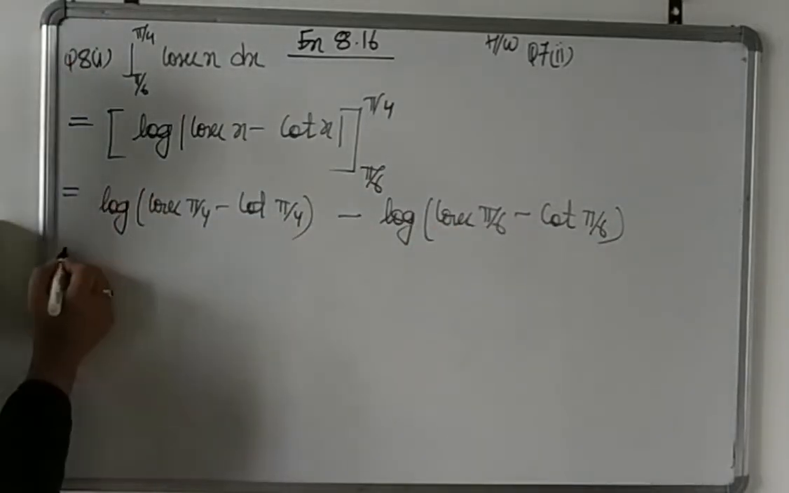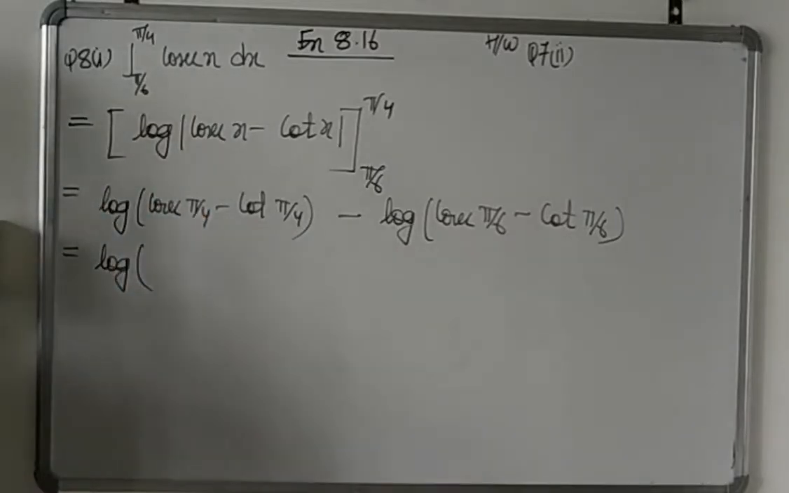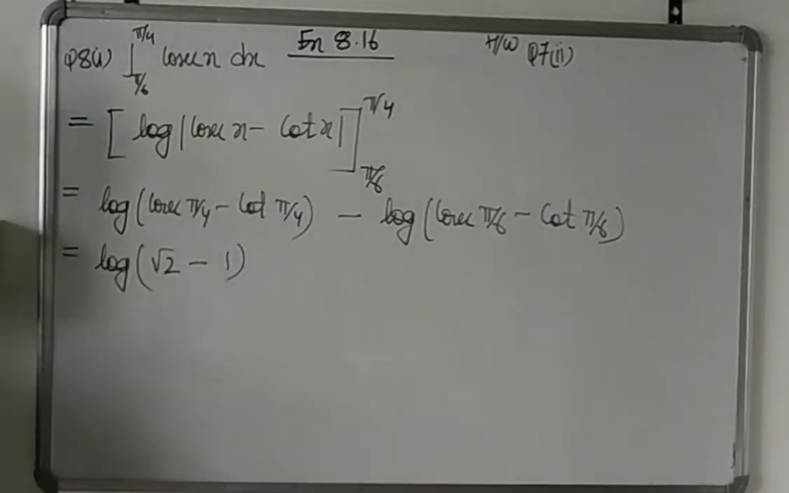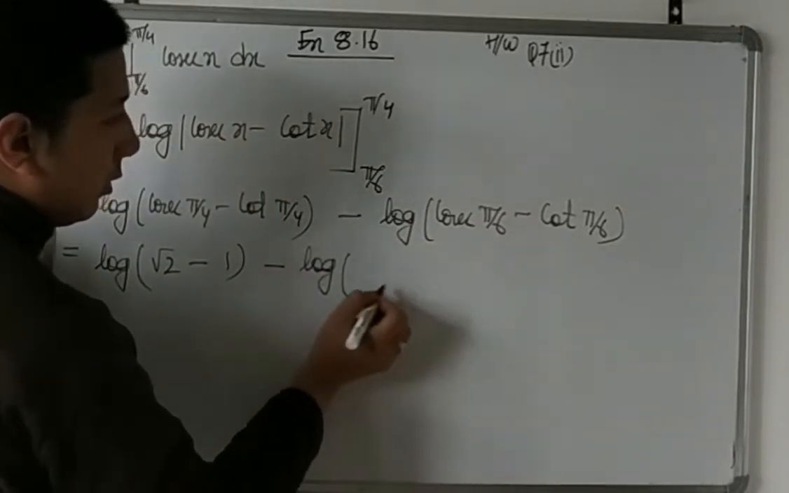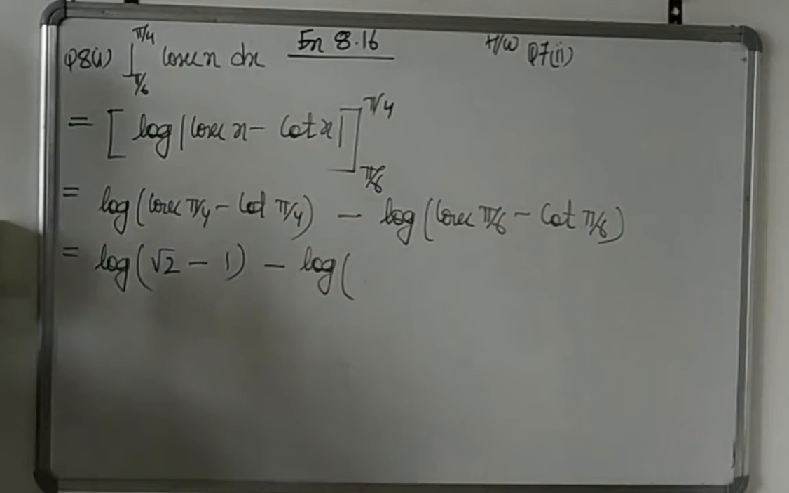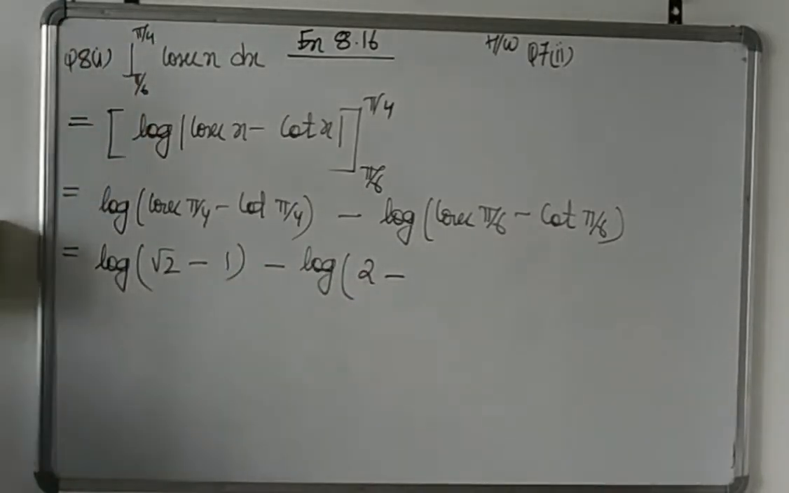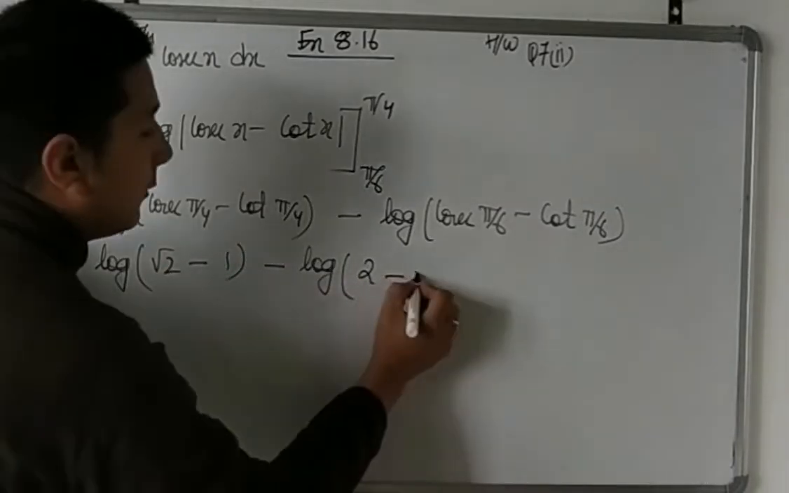So now let us simplify this. Log of cosec 45, cosec 45 is the opposite of sine 45, is it root 2? Minus cot 45 is 1, right? And here cosec 30 is the opposite of sine 30. So what is sine 30? Sine 30 was half, so cosec 30 will be 2. And minus cot 30 is opposite of tan 30. What is tan 30? 1 by root 3. So hence it will be root 3 out here, isn't it?